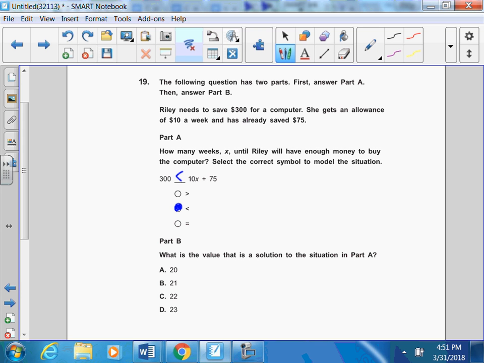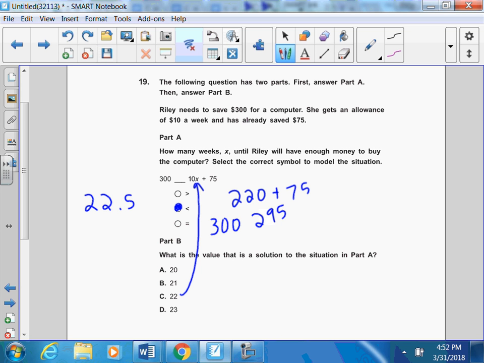Now, what is a value that is a solution? Remember we got 22.5. Well, let's just try 22 here. If you plug in 22 for x, 10 times 22 is 220, plus 75, it's 295. So is 22 weeks going to work? 295, that's not more than 300. It's not going to work. So 22 weeks is not going to work.